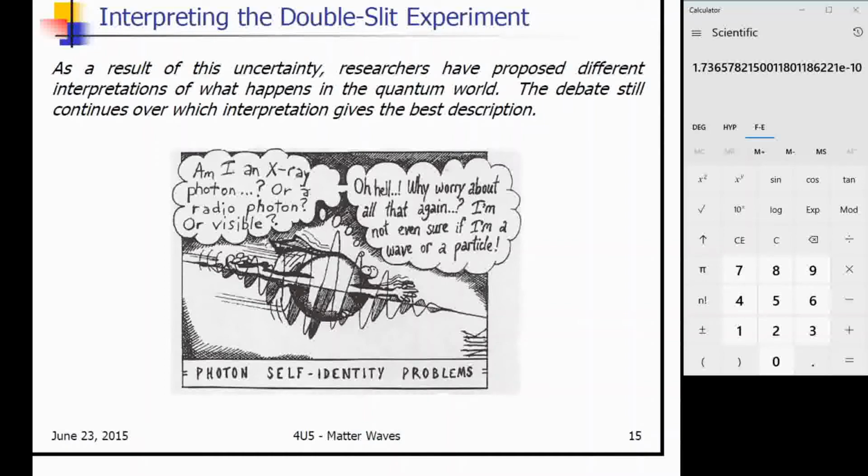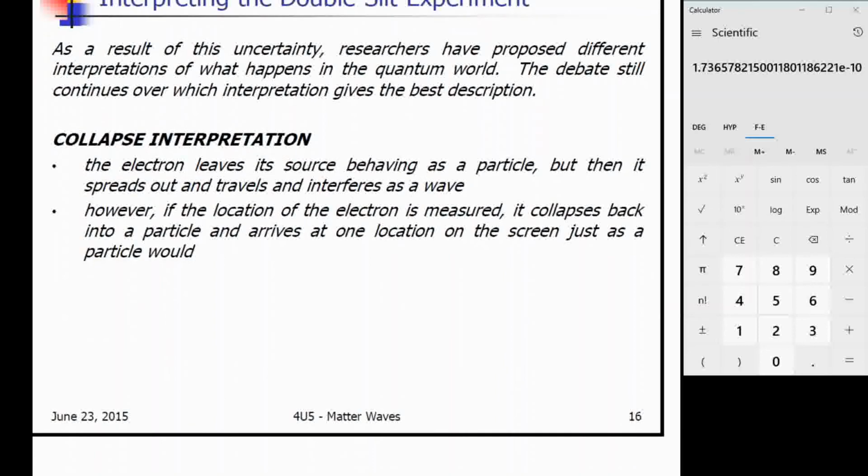So as a result of all this uncertainty, researchers have proposed different interpretations of what happens in the quantum world. The debate still continues over which interpretation gives the best description. And you'll be required to know these different descriptions, so I will go through each of them. The first is the collapse interpretation.